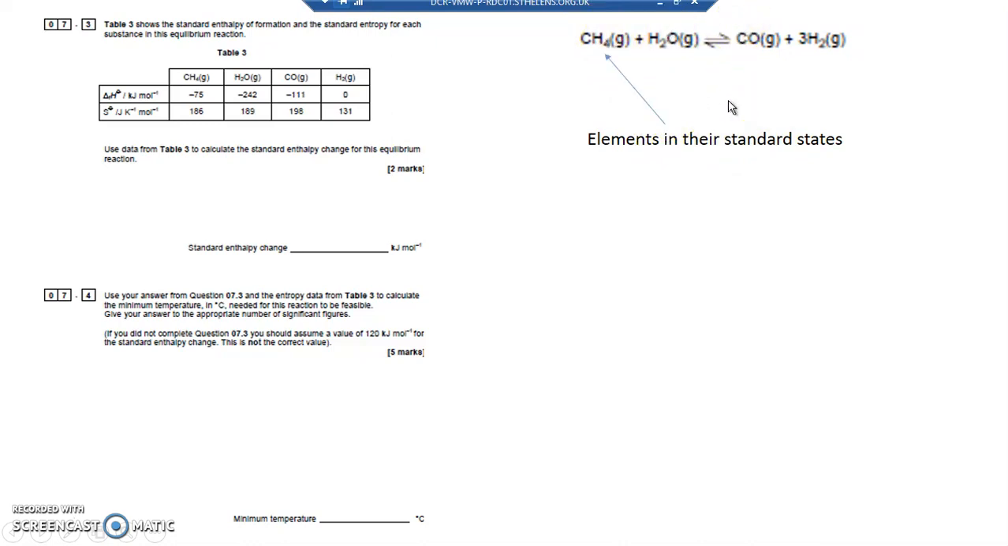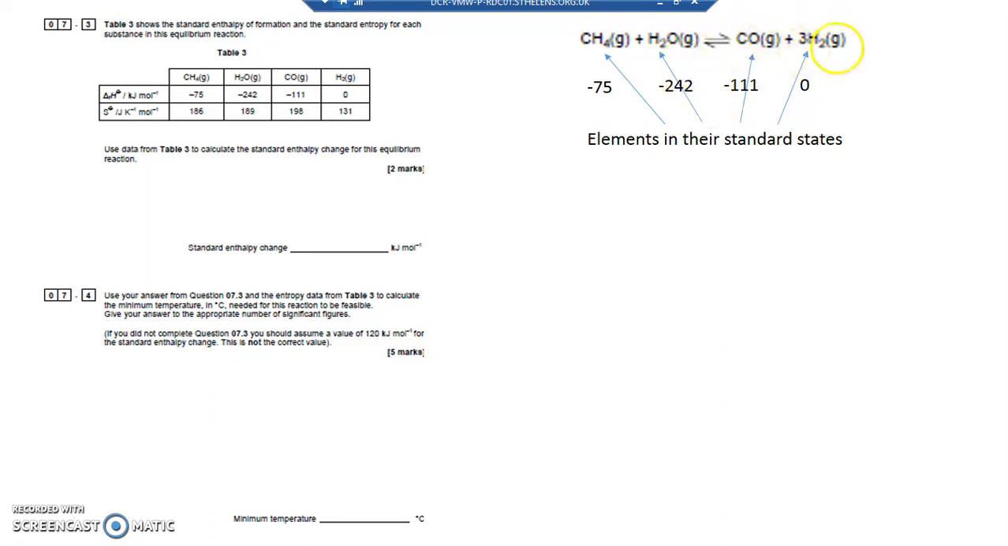So I've got each of the values to make CH4 from carbon solid and hydrogen gas, as you normally find carbon and hydrogen in the lab, minus 75. To make water from hydrogen and oxygen, minus 242. To make carbon monoxide from carbon and oxygen, minus 111, and to make hydrogen from itself, unsurprisingly, nothing, because you're just converting hydrogen into hydrogen, you're not even doing the conversion.